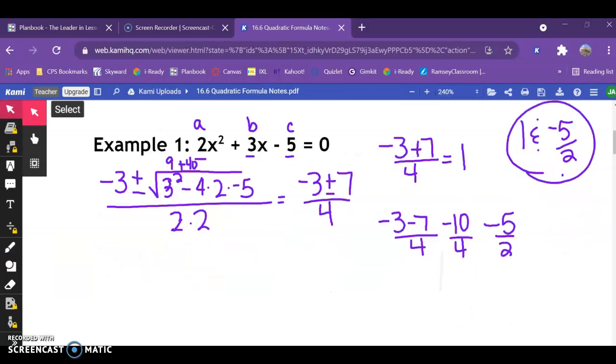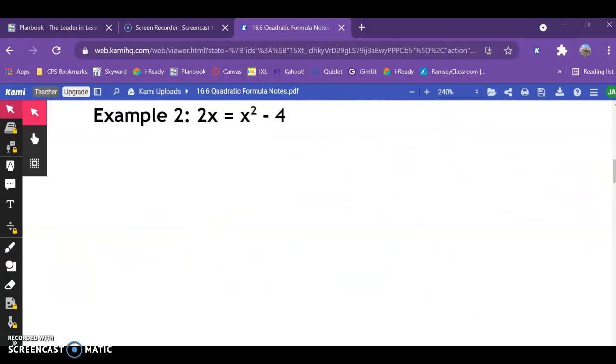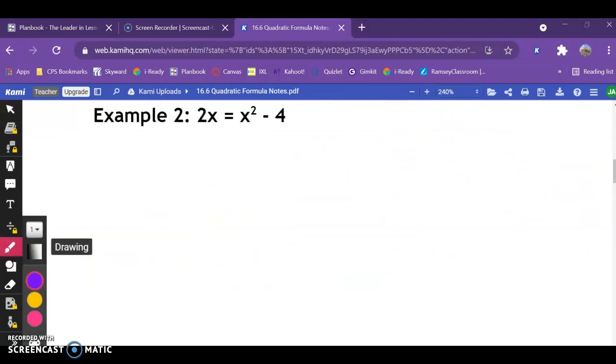All right, for our next one, it is not equal to 0, so I need to subtract 2x from both sides. So I will be left with 0 equals, and I'm going to put them in order, x squared minus 2x minus 4. So a is in front of x squared, which, there isn't a number there, so it's really a 1, and then negative 2 and negative 4.